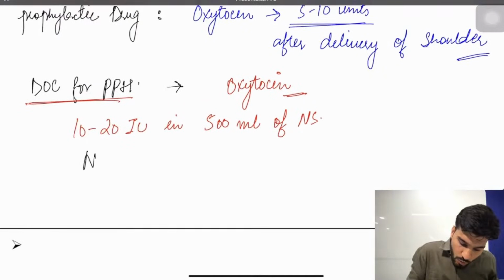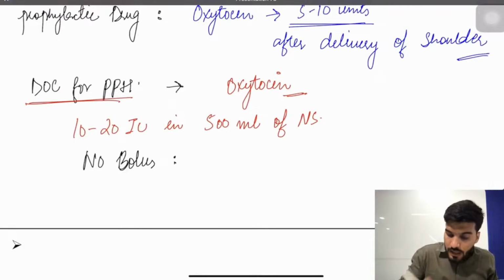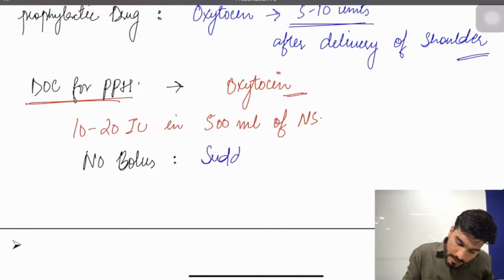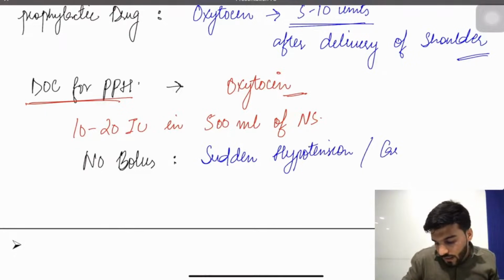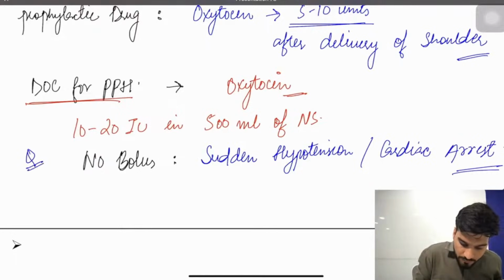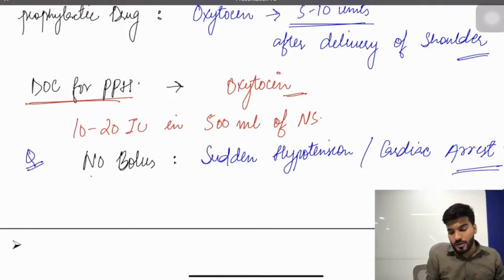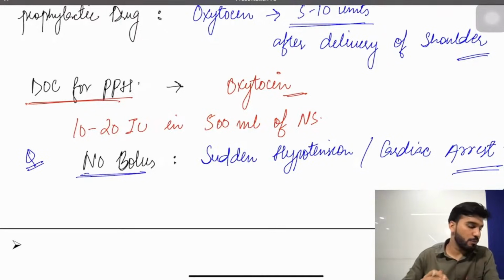No bolus. If you are giving a bolus of oxytocin, the patient will have a complication, and this has been asked as a question. The answer is it can cause sudden hypotension or cardiac arrest. Is that clear? Remember, never give bolus oxytocin. This is a PYQ. Never give bolus oxytocin.